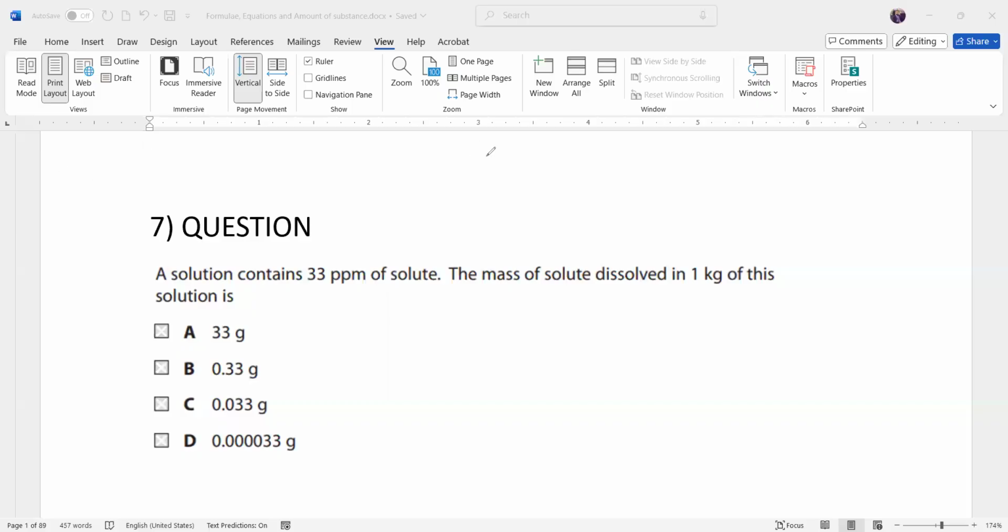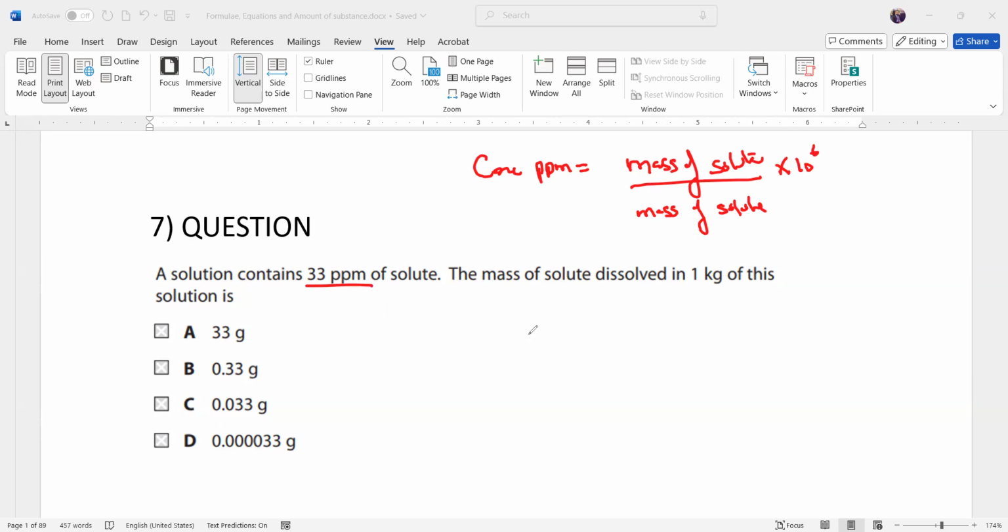The formula for concentration in parts per million, ppm, is equal to the mass of solute divided by the mass of solution, multiplied by 1 million. So a solution contains 33 ppm. So concentration is given, 33. We need the mass of solute which is dissolved in 1 kilogram of solution.